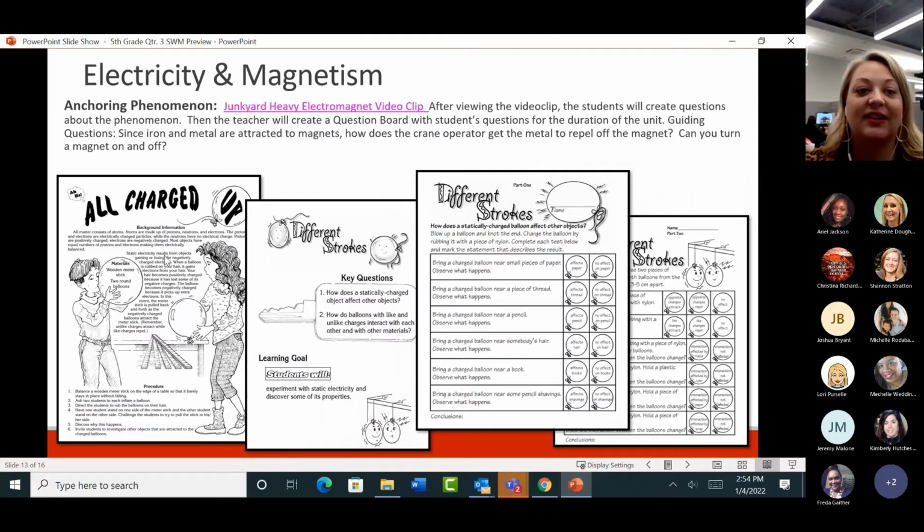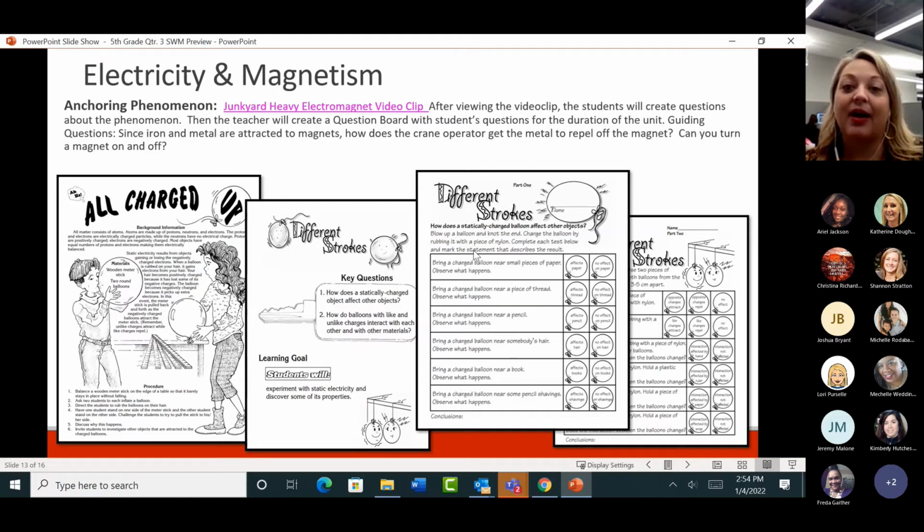This is giving students an example or showing them exactly what static electricity is, just using 2 balloons and a wooden meter stick. It tells you exactly what to do, but you could use this to actually demonstrate with the student to get them thinking after you show the phenomenon video. This might be what you do on that first day.